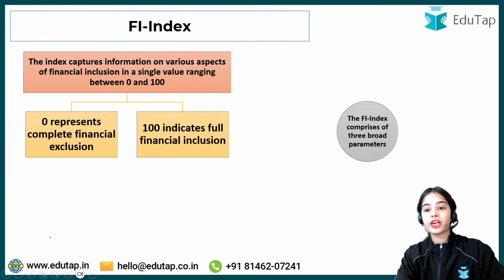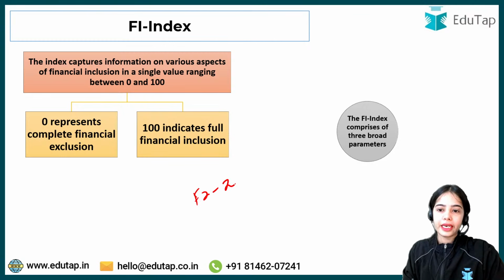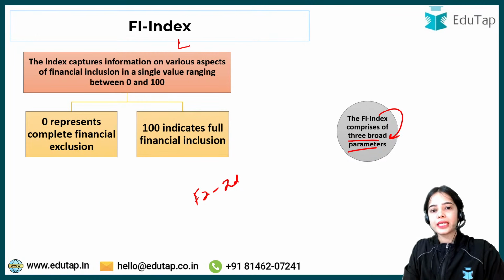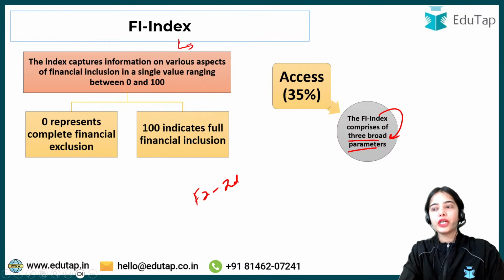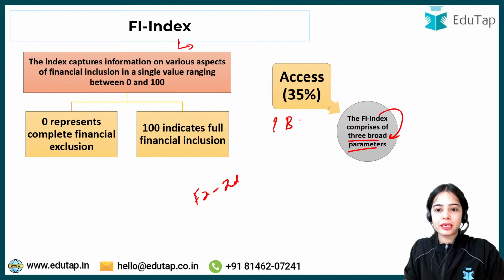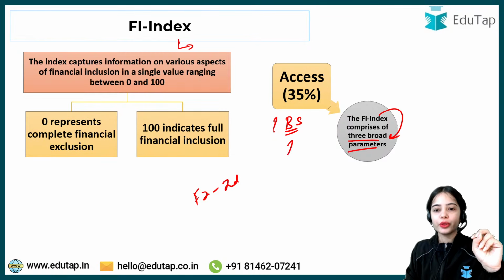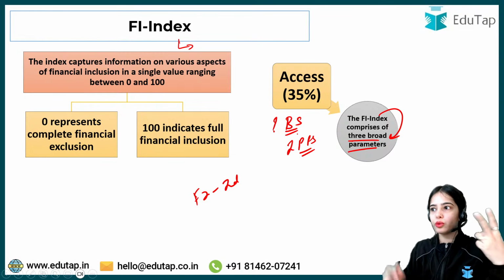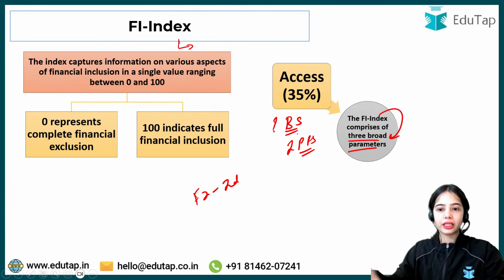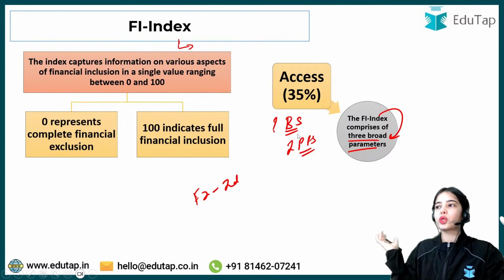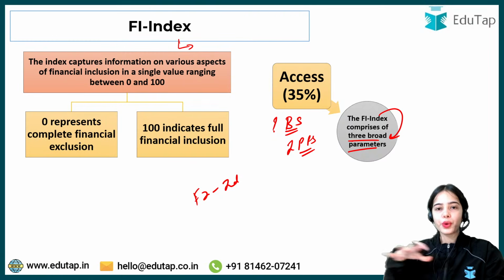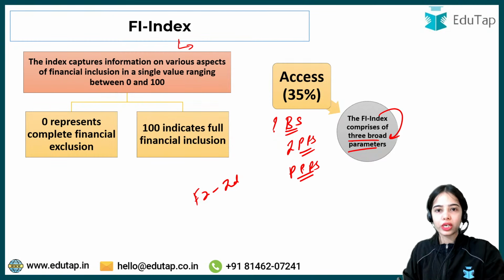Now, the financial inclusion index comprises three broad parameters. The first is access. Do you have access to the financial services and products? Do you have access to banking services? In your nearby area, do you have a bank? Do you have access to insurance products and services, online or offline, through insurance agents? Do you have access to pension products and services in the digital or the offline manner?